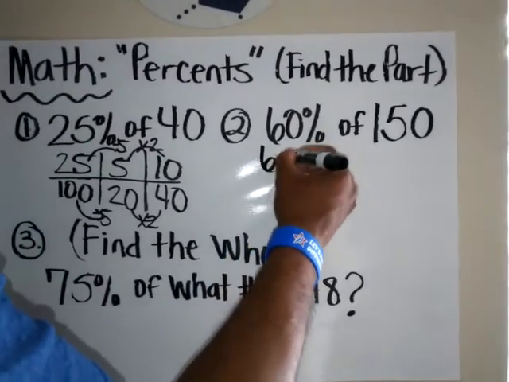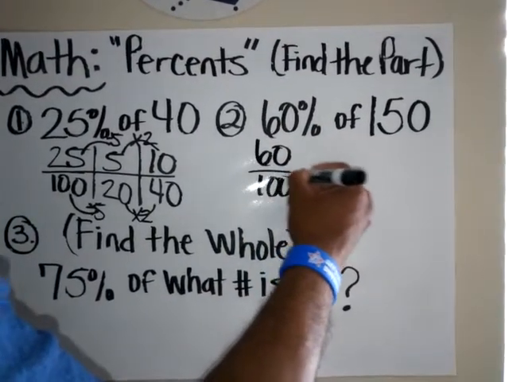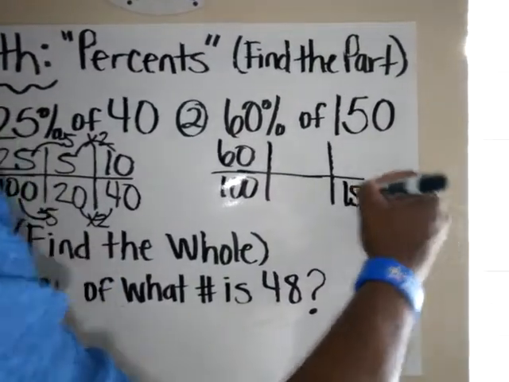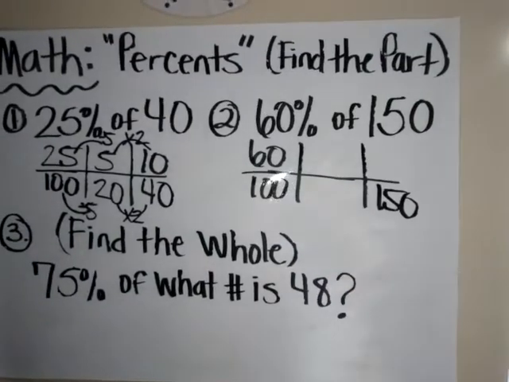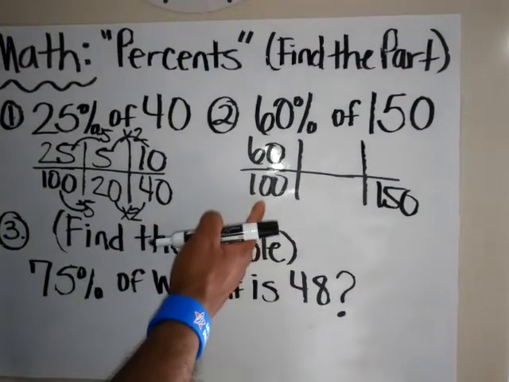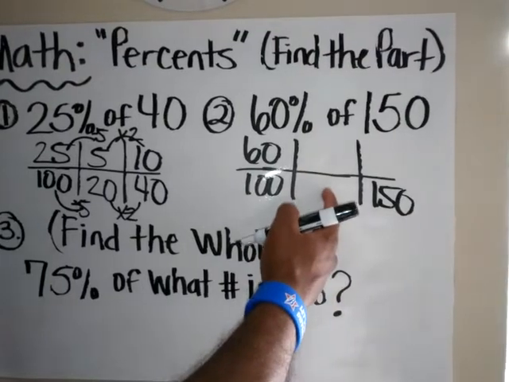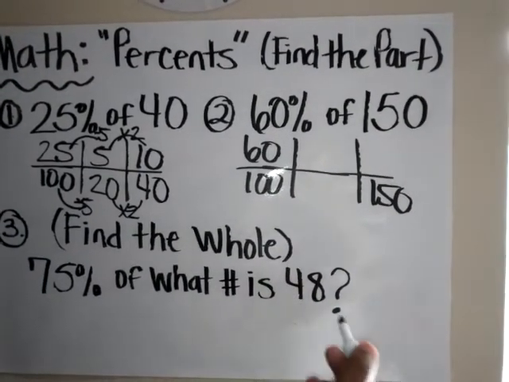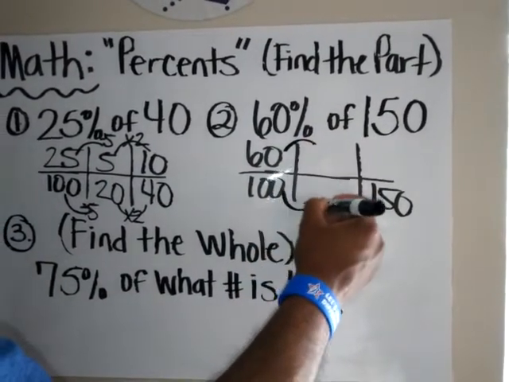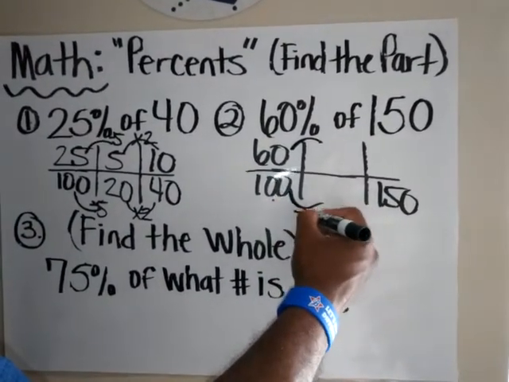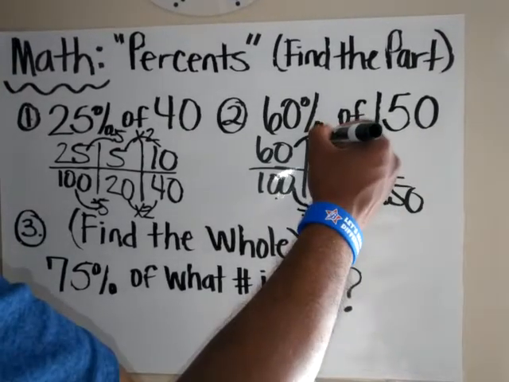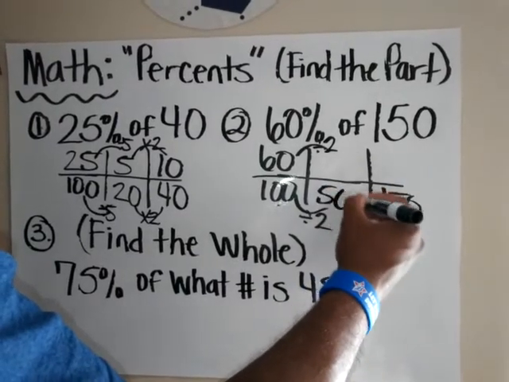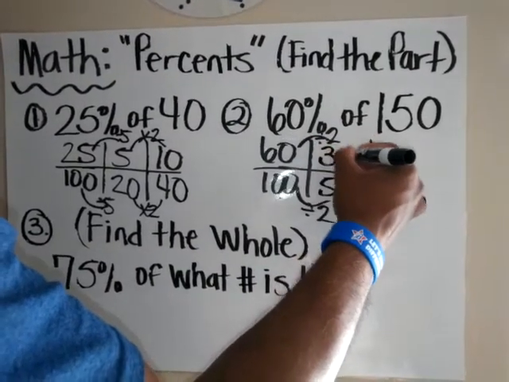Put 60 over 100. Continue with the ratio table. I put this gap here because I can't get from 100 to 150. I can't, but I can simplify 100 by something that will give me a denominator that is compatible with 150. So I'm thinking 50. So 100 divided by 2. Do the same to the top, divided by 2. 100 divided by 2 is 50. 60 divided by 2 is 30.